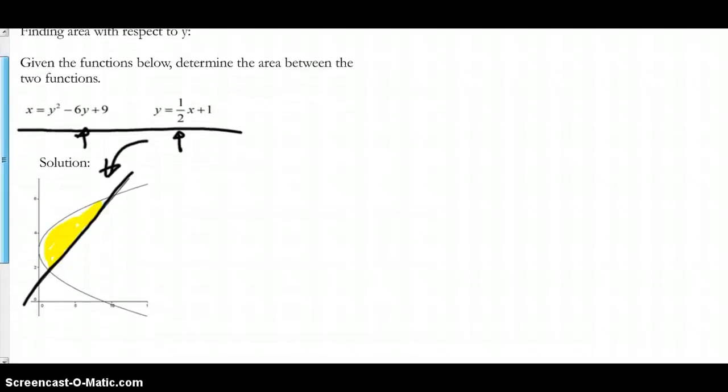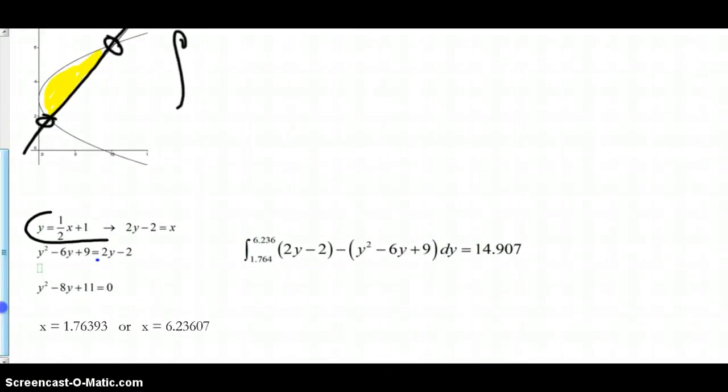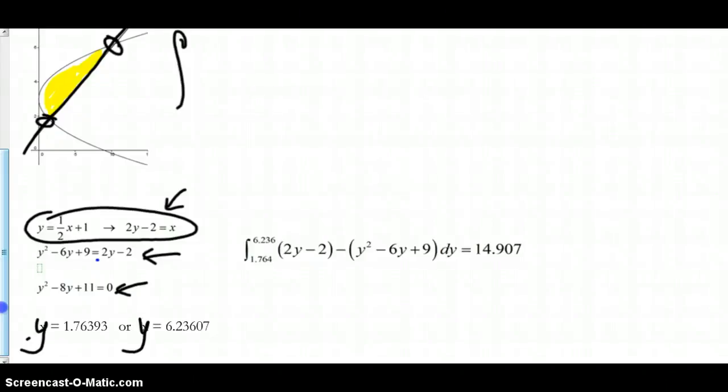So once I had my graph, I really decided I need these points of intersection so that I can have my bounds for my integral. I'm looking for y values. So I took my equation for the line and rewrote it in terms of y, set it equal to my equation for the parabola. I got a quadratic equation. Again, I used the quadratic formula and I solved to find my y values, which are now my bounds. Again, small y to big y. Since my linear equation is to the right, I took my right-hand equation and subtracted my left-hand equation.